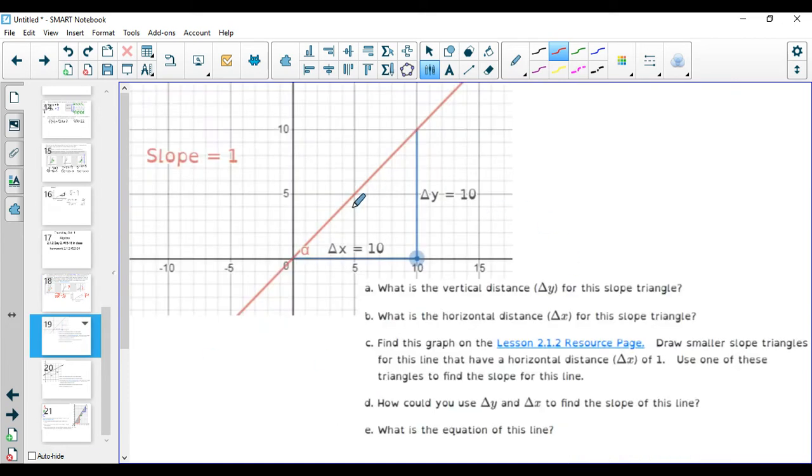So what we're going to do is look at 2 points on a graph from here to here, and they have this slope triangle drawn in. And it says, what's the vertical distance for the slope triangle? Well, the vertical distance is 10. So the change in y is 10 over what's the horizontal distance? Horizontal distance goes from 0 to 10. So it's also 10.